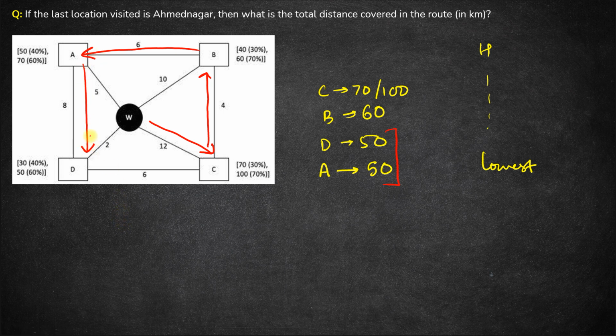From A to D, he will go through the warehouse and not through a direct route. So from B, the person will first go to A and then D. So A cannot be the last location to be visited in any case. Right? That's why this question was wrong. Even if we assume the lowest demand for A, it cannot be the last location to be visited. So this was a wrong question, and this question was cancelled out by the authorities.